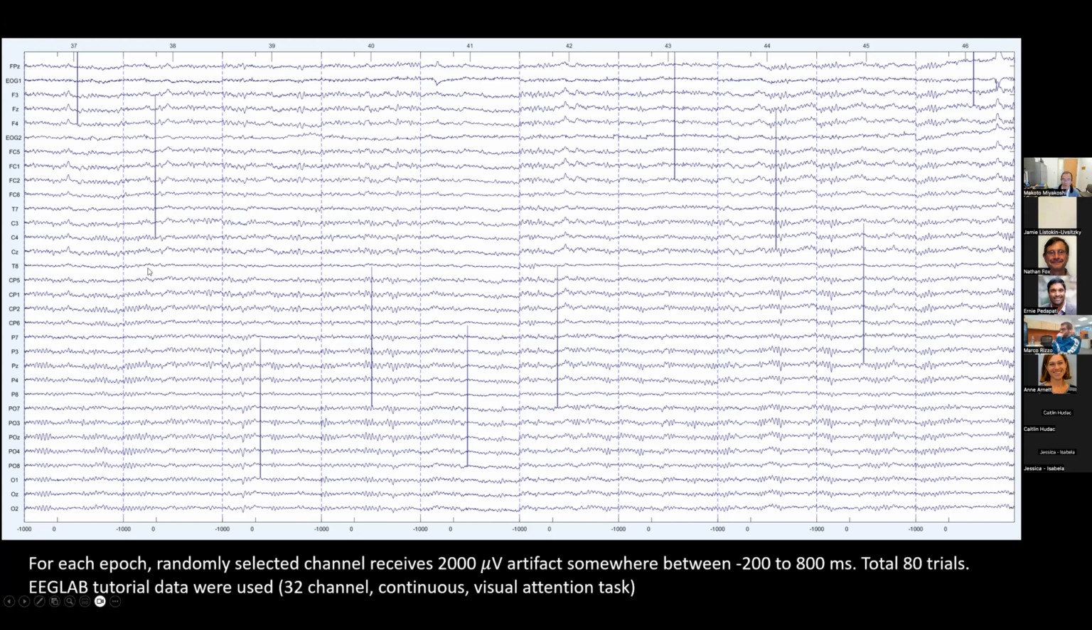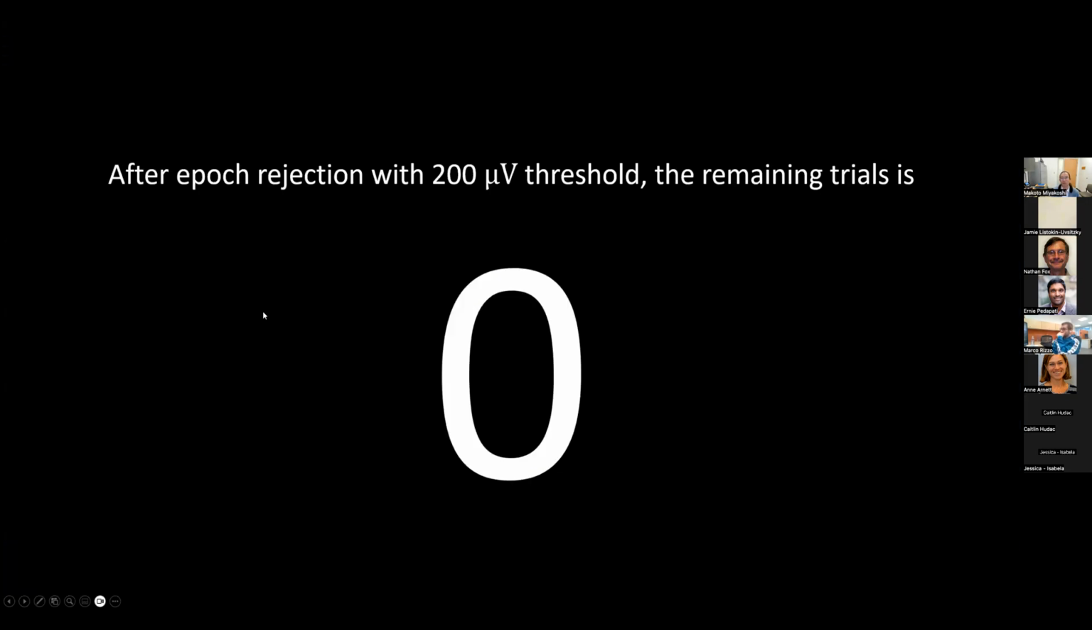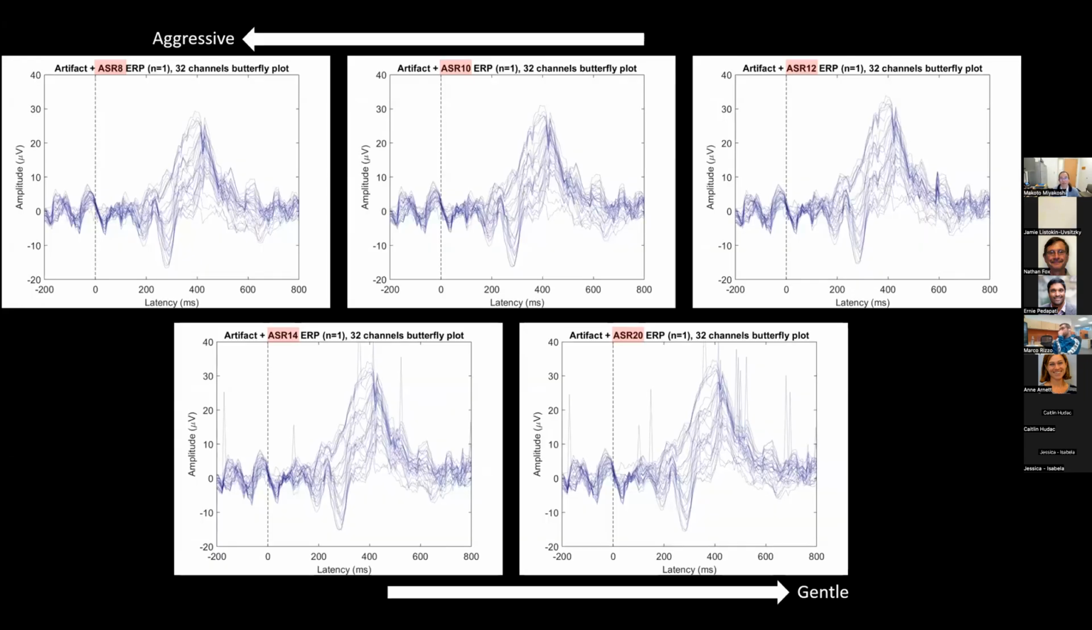The whole point of doing this is that when you perform the standard epoch rejection procedure after adding this artifact in this way, the number of usable remaining trials is 0. Of course, that's because every epoch contains at least one 2000 microvolt spike in one of the channels, so you cannot escape from that. Then here is our solution. This solution is called ASR, Artifact Subspace Reconstruction.